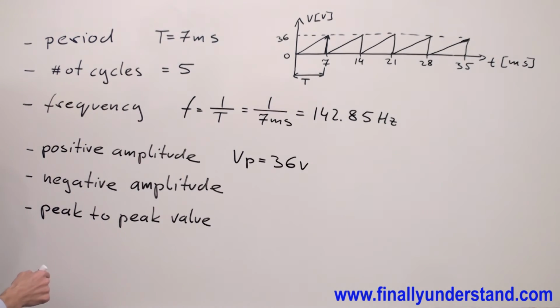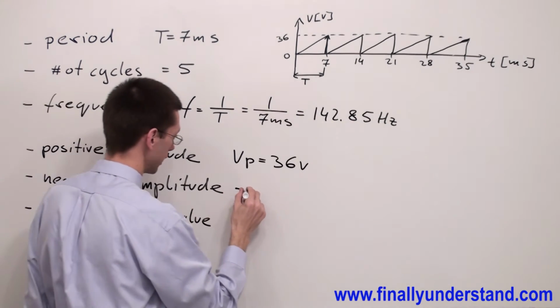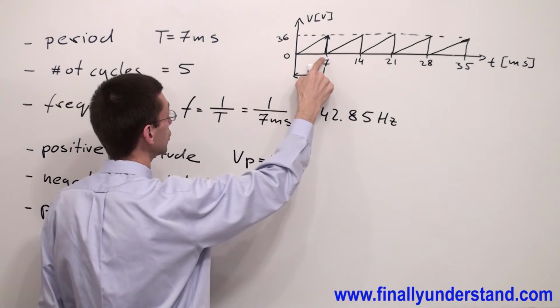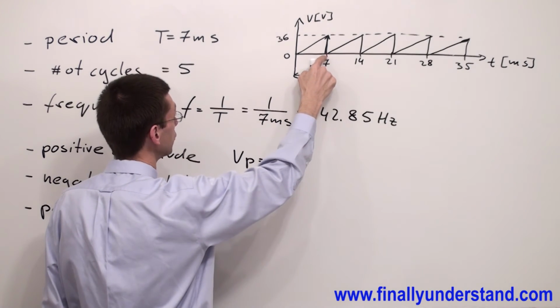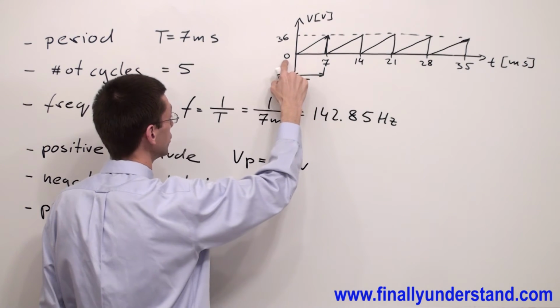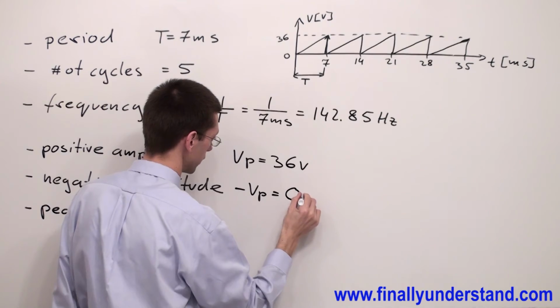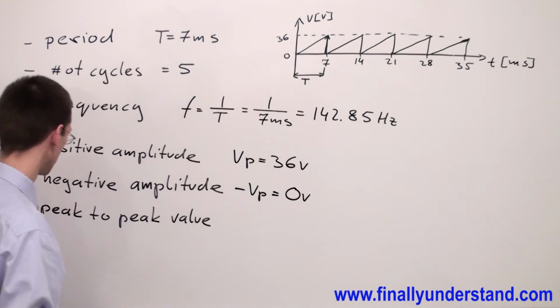Negative amplitude is my negative voltage peak. Please notice that we do not have any part of the wave going below 0. That's why my negative voltage peak is equal to 0 volts.